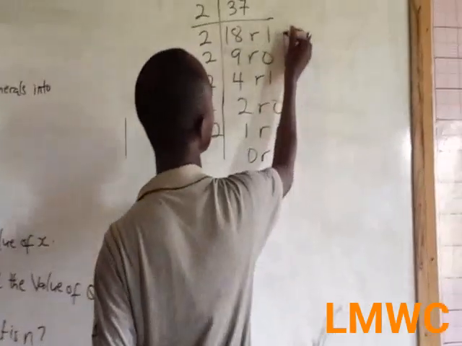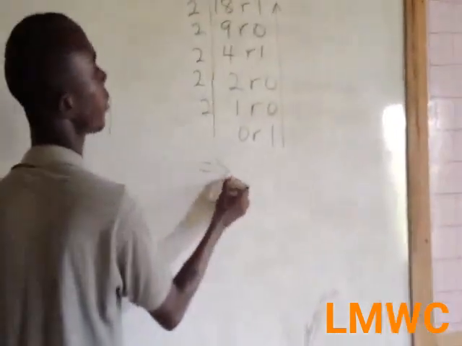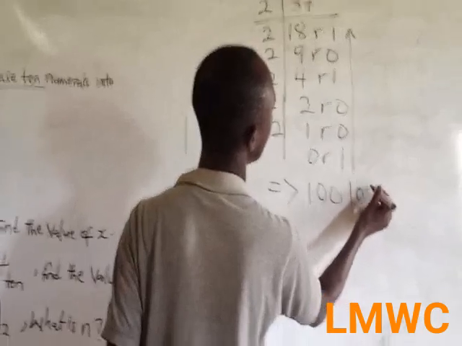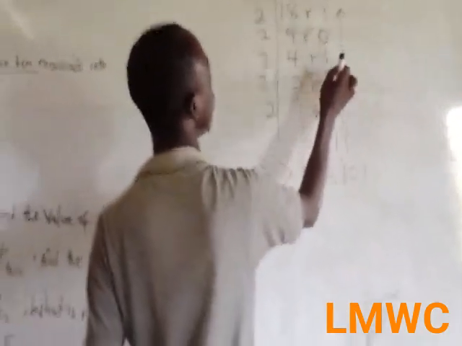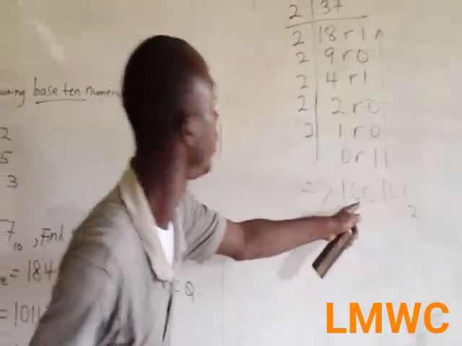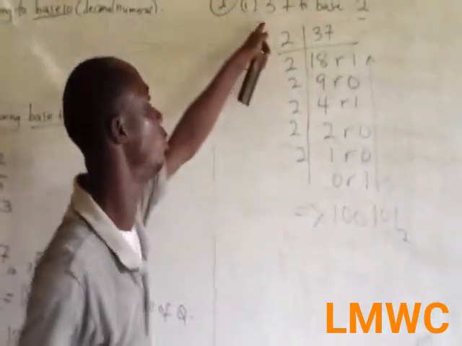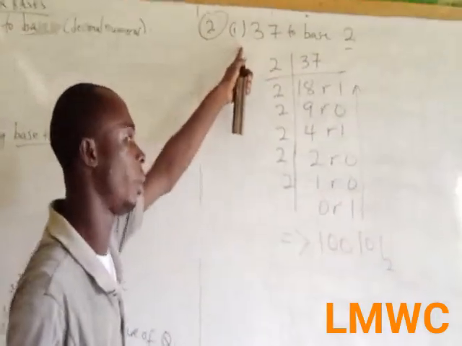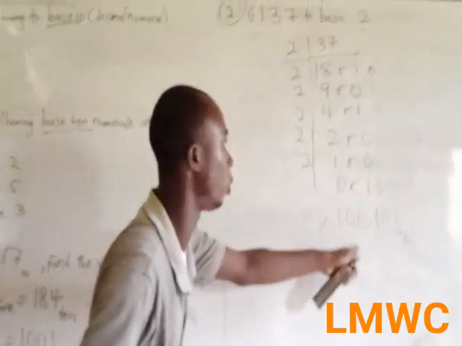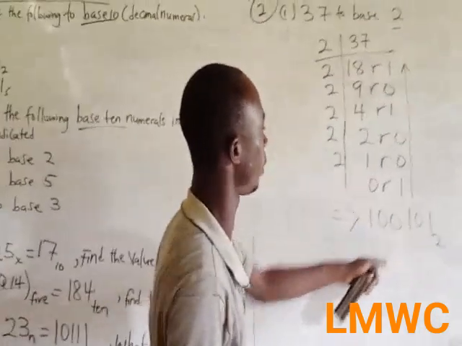So that's your answer. It becomes 1, 0, 0, 1, 0, 1 base 2. Once you convert this to base 10, you are going to get this 37 back. But now, they are giving you this and asking you to convert it to base 2. That's your answer.